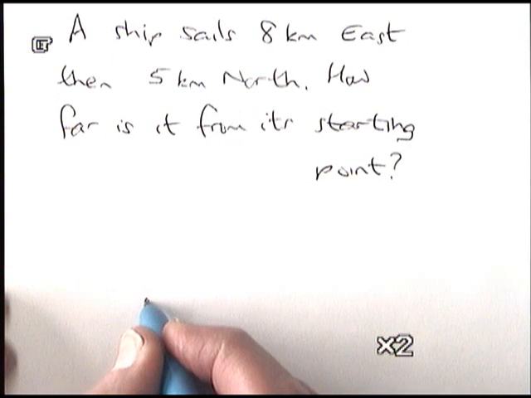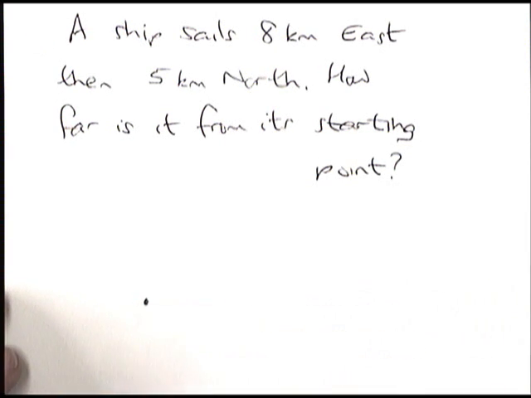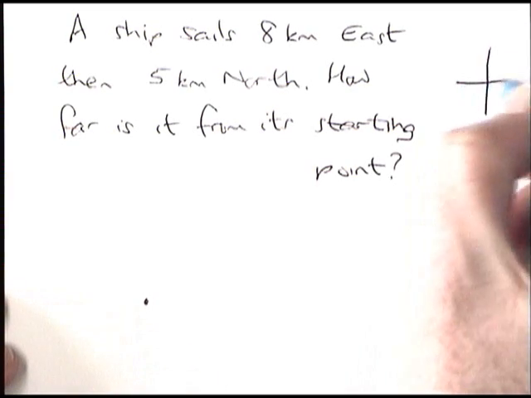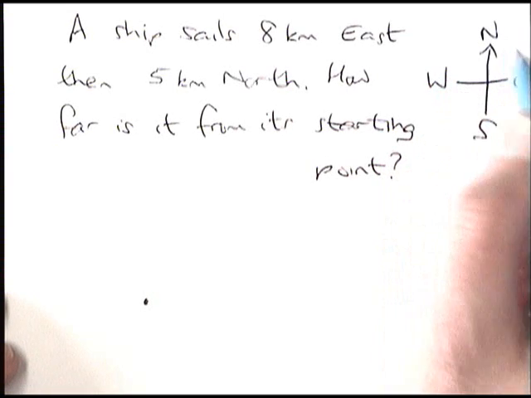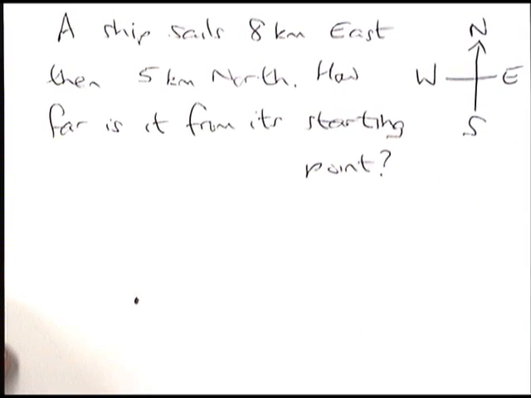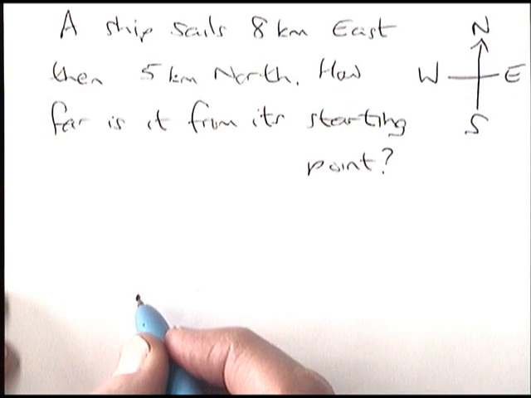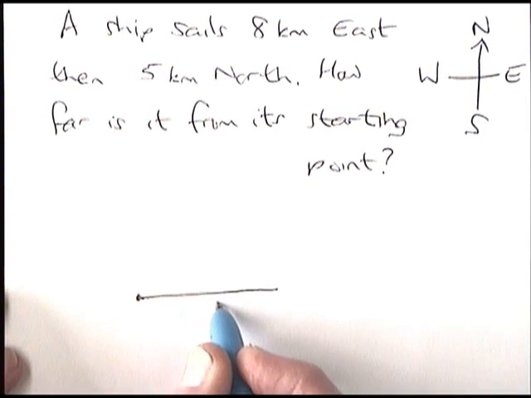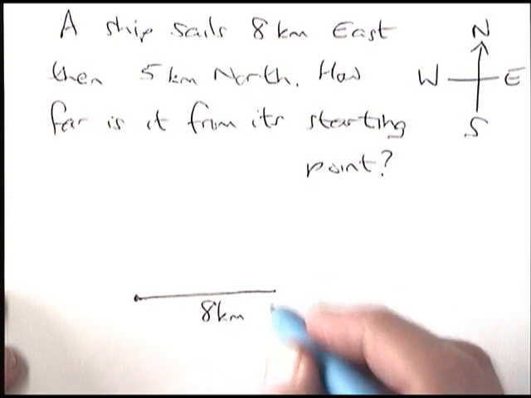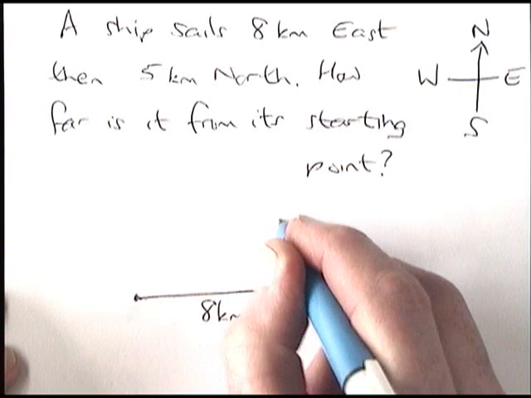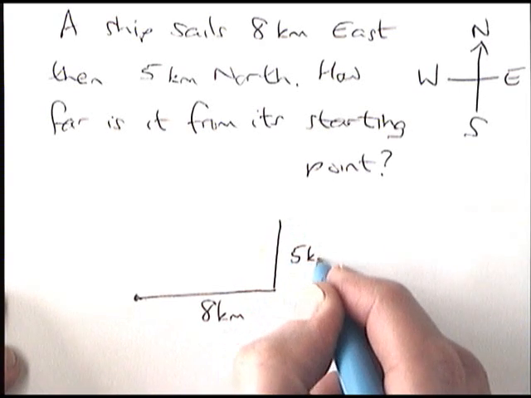So we've got a ship starting somewhere, choose a point, and it goes 8 kilometers east. Remember the points of the compass and the order they go. Never Eat Shredded Wheat is one way that people remember those things. So if we start here, the ship to start with sails east 8 kilometers. So we can put a line in going east, and then it goes 5 kilometers north. So from there we're going up 5 kilometers.